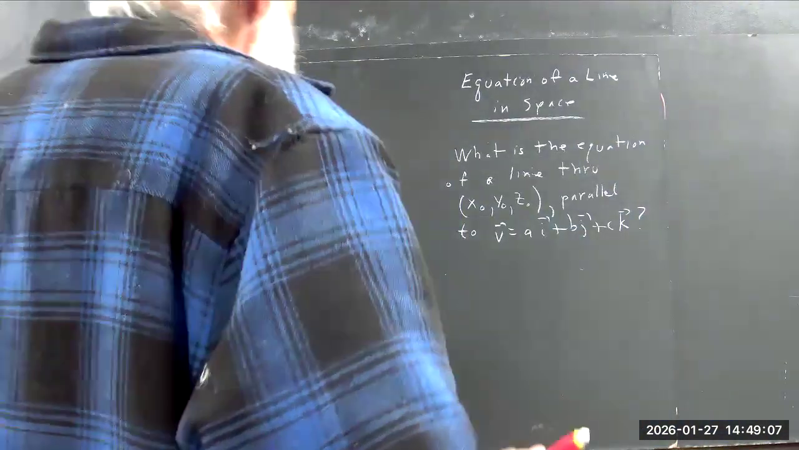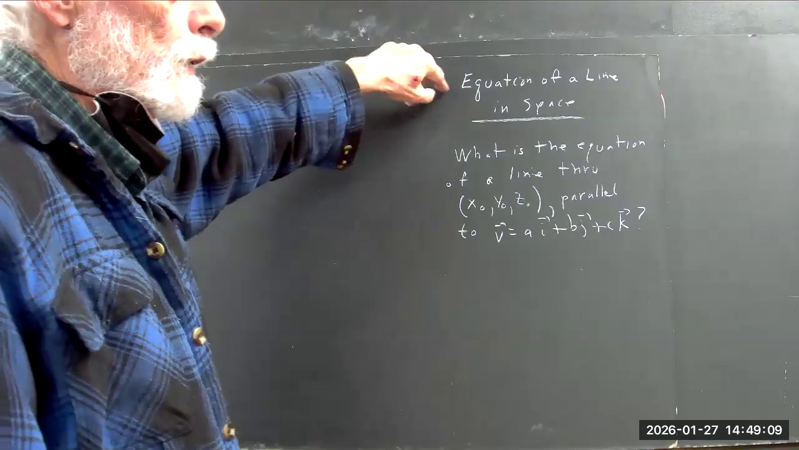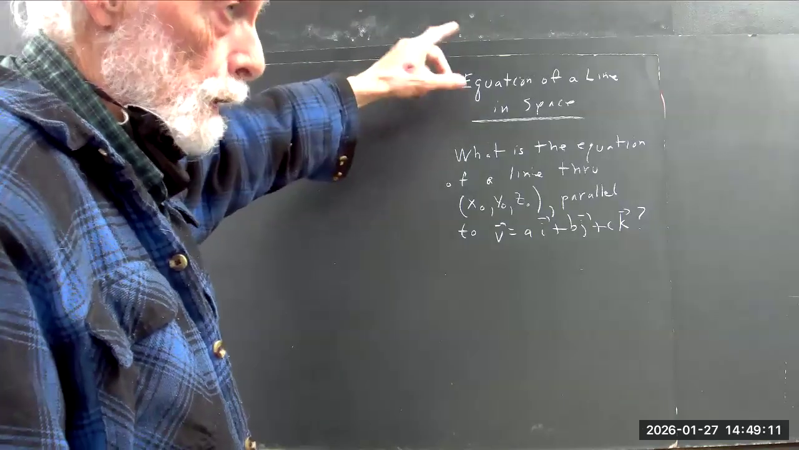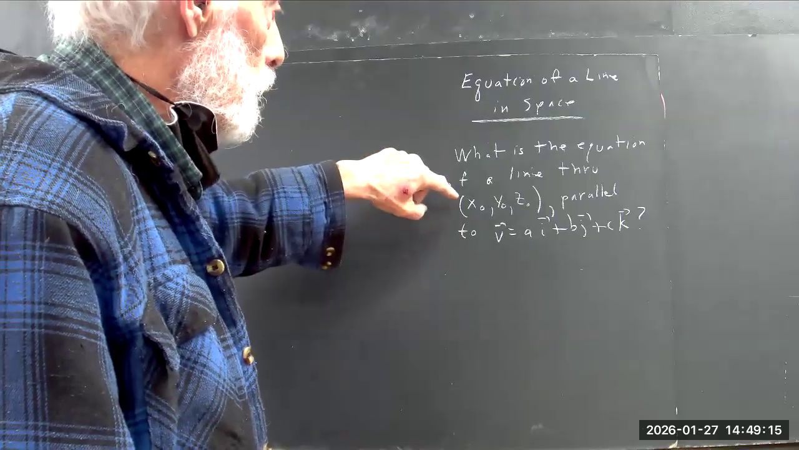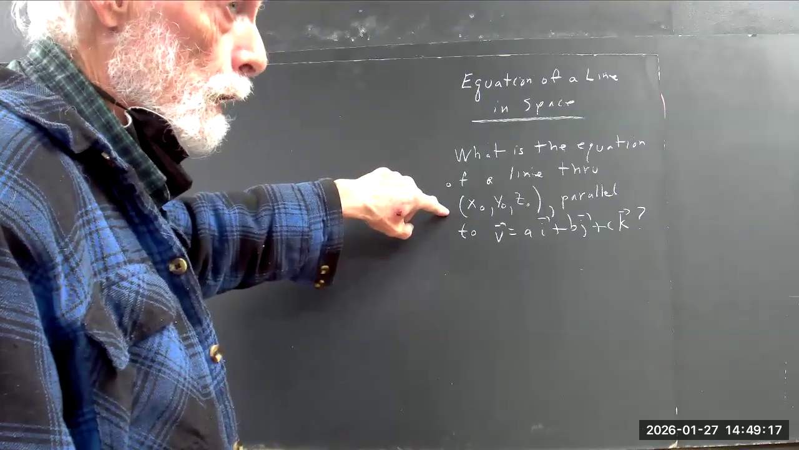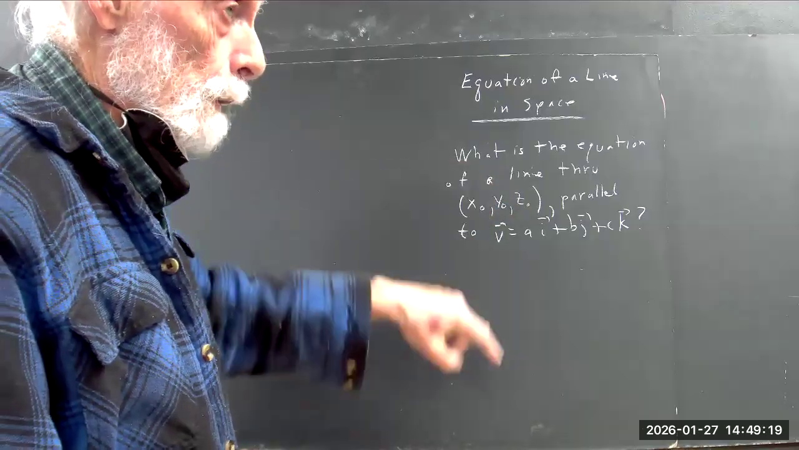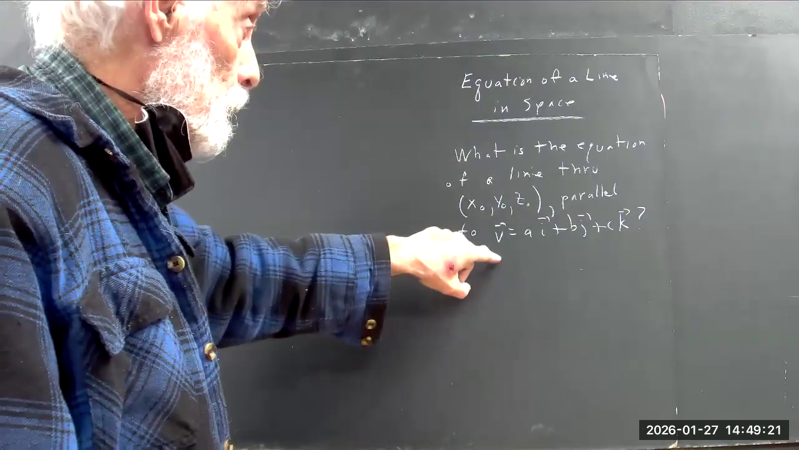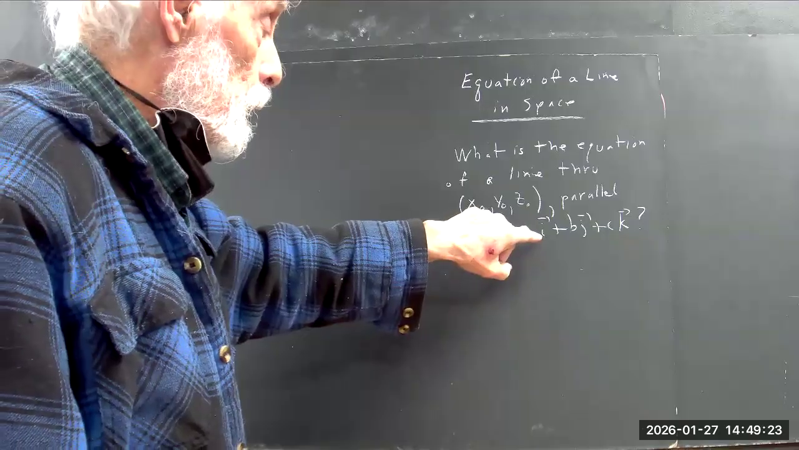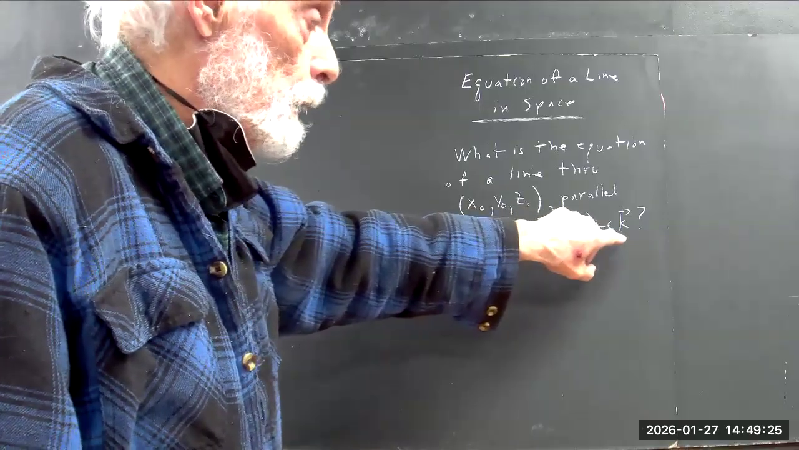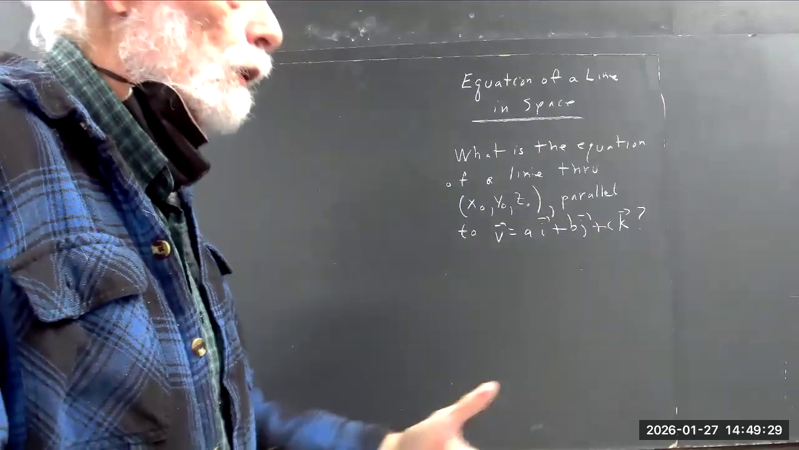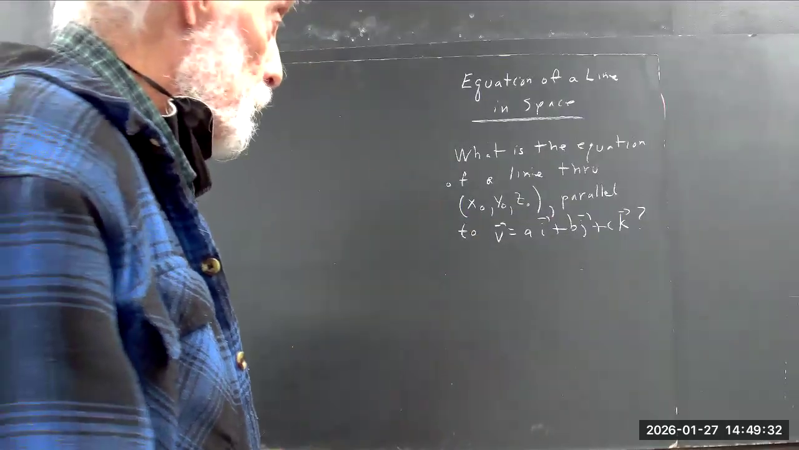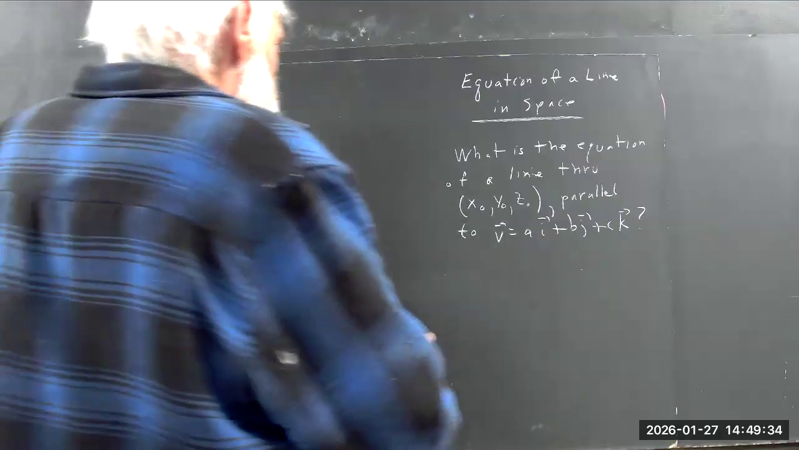Okay. We want to find the equation of a line in space, a straight line. So we ask, what's the equation of a line if we know a point on the line, x naught, y naught, z naught, and the line is parallel to some known vector v equals ai plus bj plus ck, where i, j, and k are the unit vectors in the x, y, and z direction? Well, we can draw a picture.